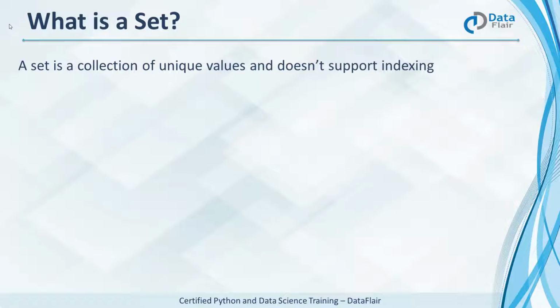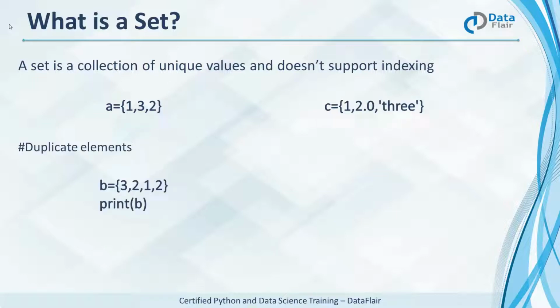Sets are collections of values that are unique. Sets hold no duplicates. They are unordered and do not support indexing. This is a set. It can also hold different kinds of values at once. So what happens if we try to add duplicate elements? Well, it holds only 1, 2.